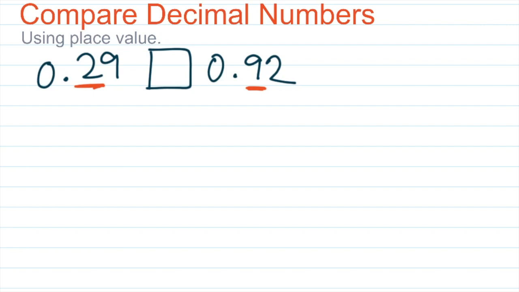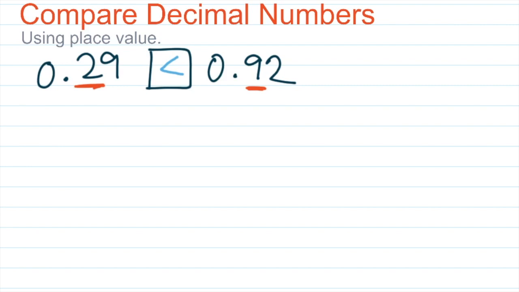In this case, I have the 2 and I have the 9. We can see clearly that the 2 is less than 9. So that means 0.29 is less than 0.92, and it's just as simple as that. Let's make another example to see how easy this is.